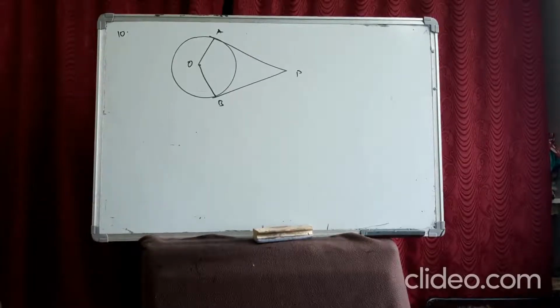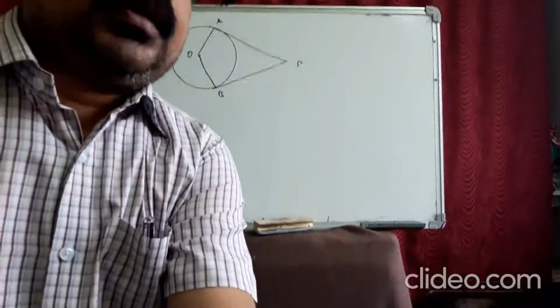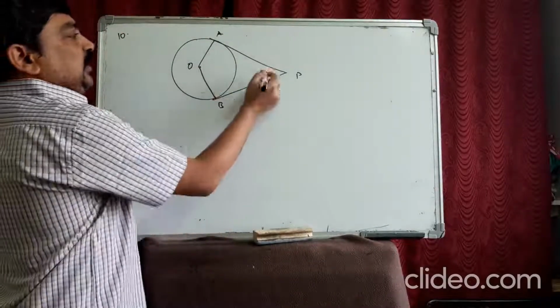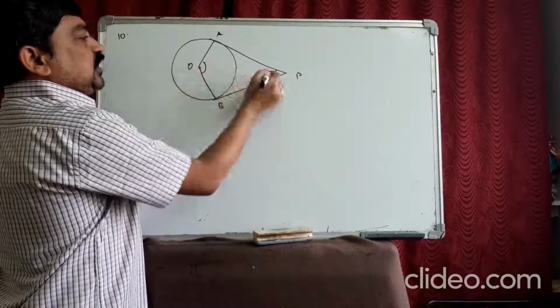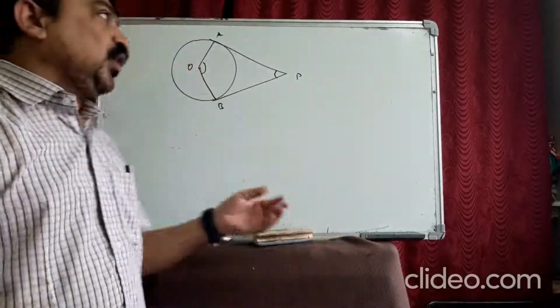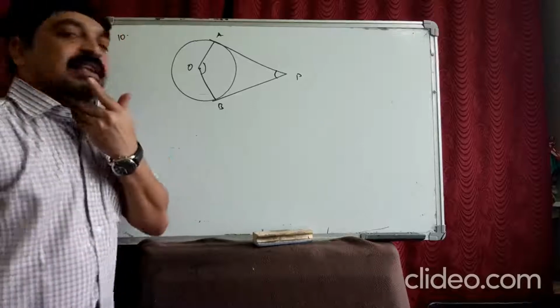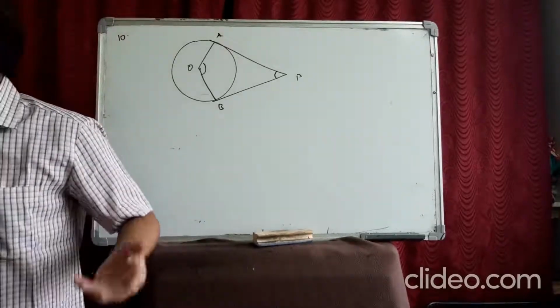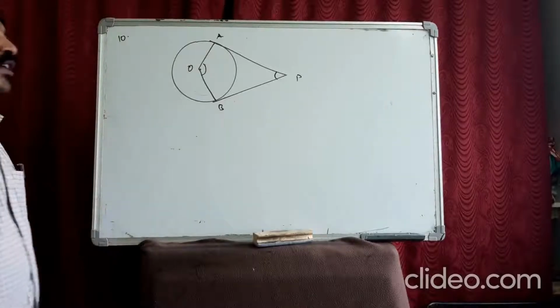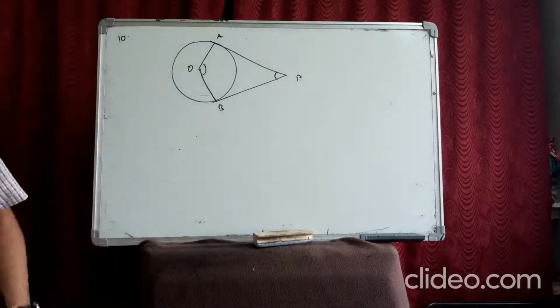See, in this problem, in the 10th question, what did they say? They asked us to prove that these two sum to 90 degrees. The angle between the tangents drawn from an external point is supplementary to the angle subtended at the center by the line segment joining the points of contact to the center.